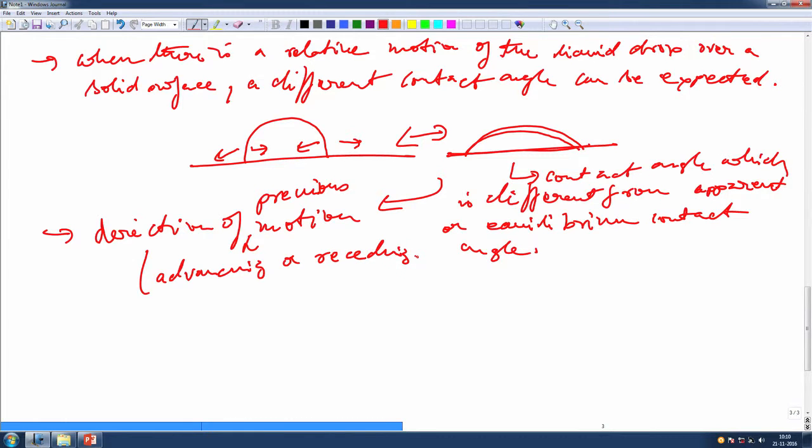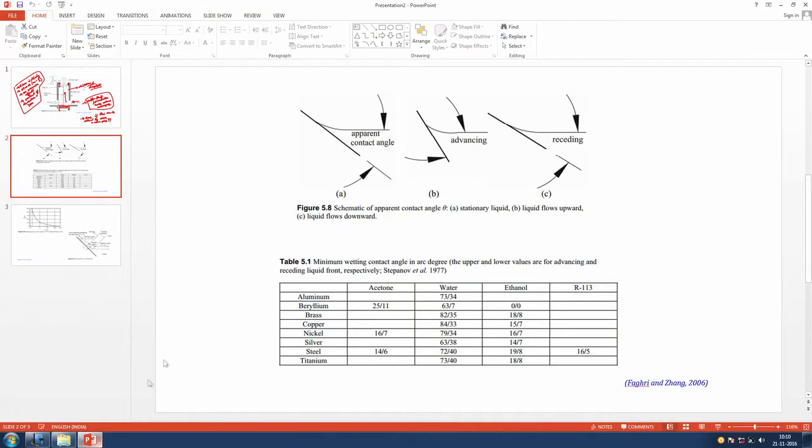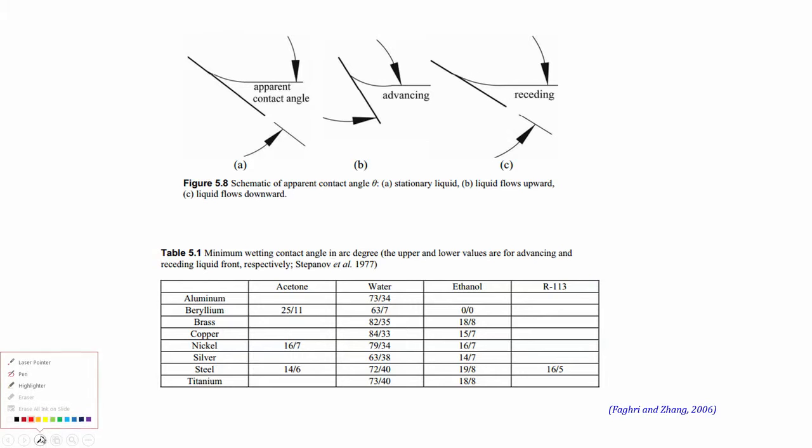Okay. Now, let us look at the presentation so that we can get an idea. This is, for example, a pictorial diagram in which we show the apparent contact angle. You can see that this is what the droplet actually makes. This is for a stationary liquid, the first one. Let us not be bothered about those kinks that you see. This is the apparent contact angle that it actually makes.